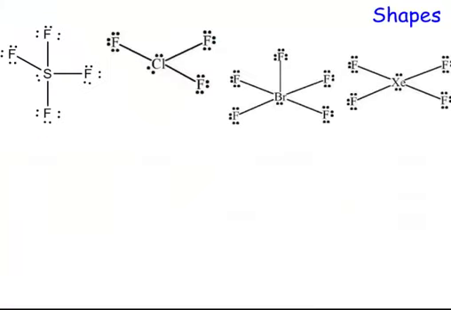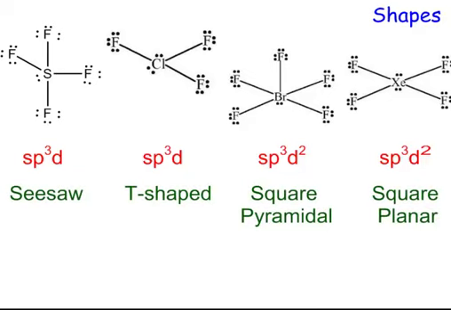Let's take a look at some other types of shapes. We have SF4, ClF3, BrF5, and XeF4. Take a look at where these are on your periodic chart, and let's take a look at our shapes. Of course, the first one is seesaw. The second one is T-shaped. The third one is square pyramidal, and the last one is square planar. And if you saw an XeF2, that would be a linear shape, and it would still be sp3d. And so, of course, five bonding sites is going to be sp3d. 6 bonding sites, like an octahedral type shape, is going to be sp3d squared.